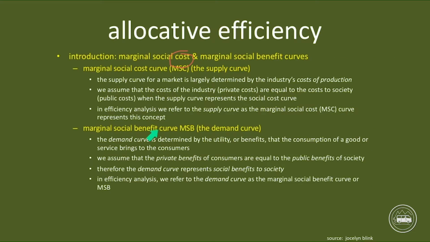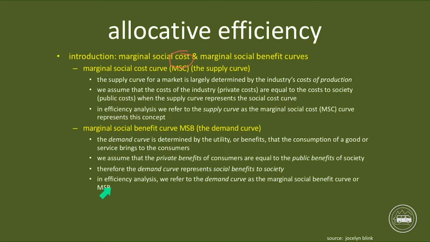Then there's the marginal social benefit curve, or the MSB curve, which is what we've been referring to as the demand curve, okay? The demand curve is determined by the utility or benefits that consumption of a good or service brings to the consumers. We assume that the private benefits of the consumers are equal to the public benefits of society. Therefore, the demand curve represents the social benefits to society.